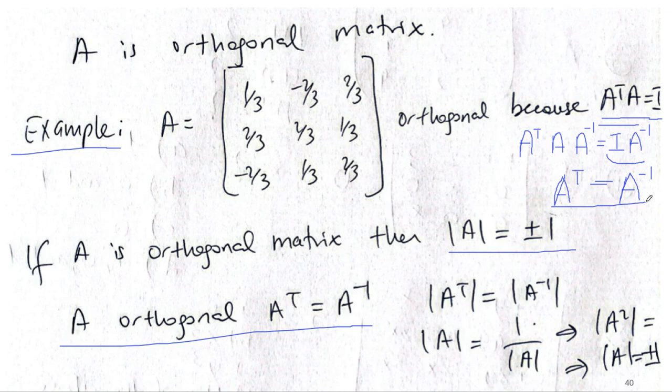So that means A transpose equals A inverse for this orthogonality property. And if we take the determinant of both sides, remember, determinant of A transpose is the same as determinant of A, and this is 1 over determinant of A. So you can solve this and find that determinant of A will be either plus 1 or minus 1 as long as we have this orthogonal matrix.